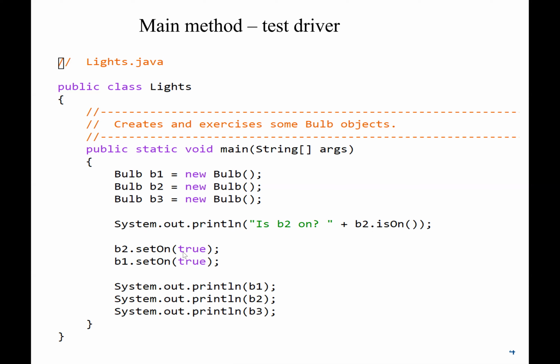Then next we set our status of the B2 and B1 to true, which means again, they will be on. Then we print B1, B2, and B3. Now the main goal of this example is to understand the concept of writing our own class, and also how we can create objects. Always we're going to create the objects in the main method or the main class, because this is where the execution will take place.